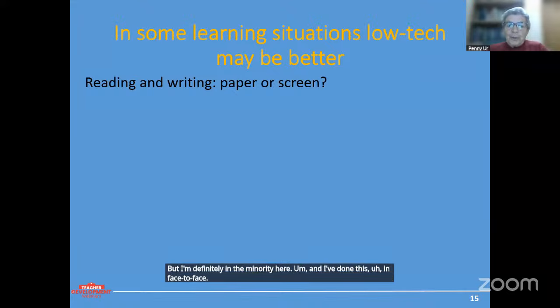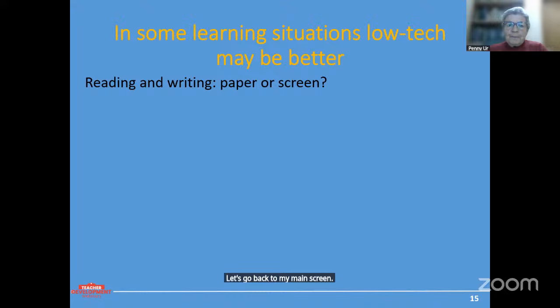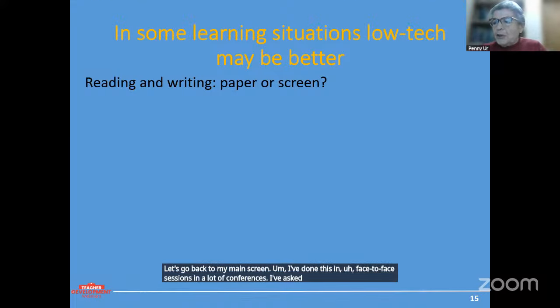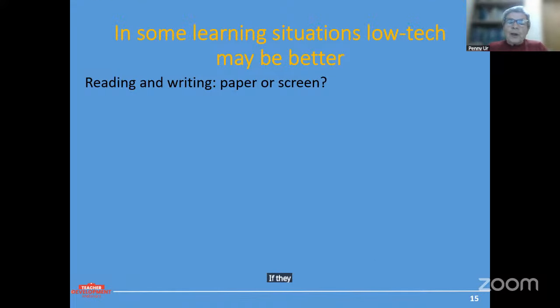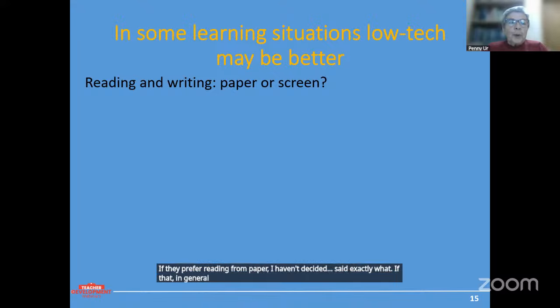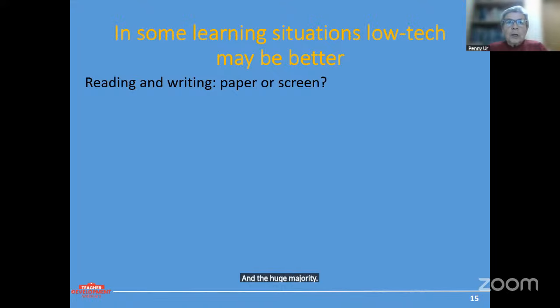Let's go back to my main screen. I've done this in face-to-face sessions in a lot of conferences. I've asked the audience to raise their hands if they prefer reading from paper. I haven't said exactly what. If they're in general, they prefer reading from paper or reading from screen. And the huge majority say they prefer paper.